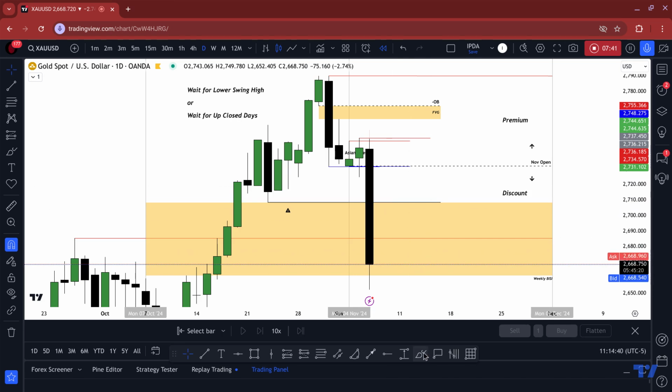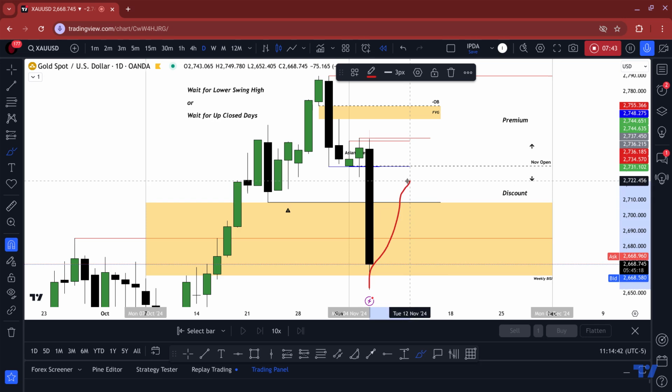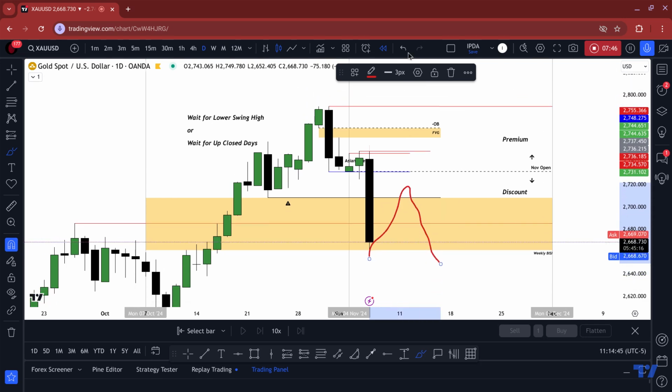Or if we get a lower swing high, and I expect some type of retracement, lower swing high, and then we sell off. So that's what I would personally be waiting for.